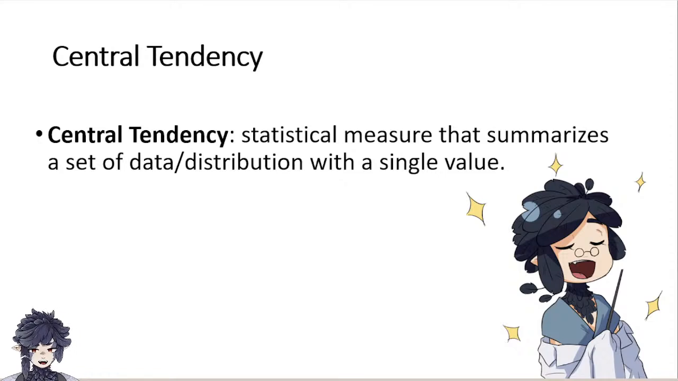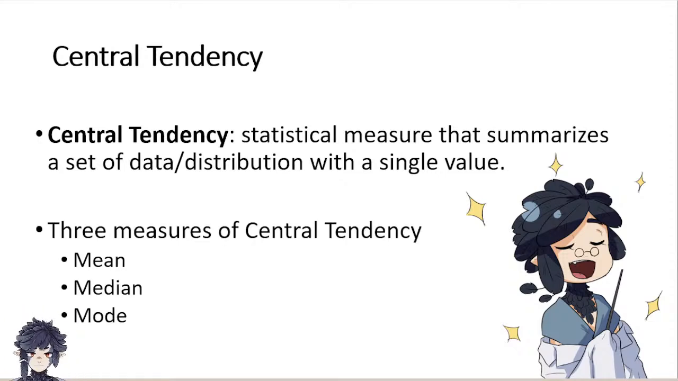So let's say you have a whole bunch of data. You have, say, the heights of 200 people. How are you going to summarize that? Well, we're going to try and come up with a single number that represents all of that data. There are 3 main measures of central tendency that you may have heard of before: the mean, the median, and the mode.